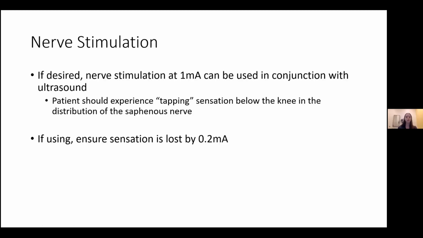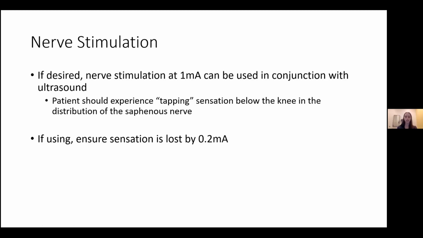So I guess what about nerve stimulation? We've talked about ultrasound, so it can be useful if you'd like to use it. Using the nerve stimulator at 1 milliamp can be used in conjunction with the ultrasound. When you're using it, the patient will experience a tapping sensation at the medial malleolus. So you just warn them that as you're getting close to the nerve, they may feel that sensation.